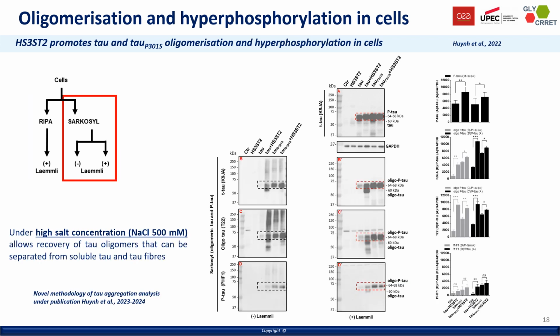So when we use sarkosyl extraction with high concentration of salt, which allows recovering oligomeric tau, we saw with different antibodies used to recognize total tau, oligomeric tau with T22, or with PHF1 to recognize phosphorylated tau, that these cells express, under slightly denaturing conditions or completely denaturing conditions, tau at 64 to 68 kilodalton, and this was only for the cell line that was transfected with the heparan sulfate 3-O-sulfotransferase 2 and tau, mutated tau, or the enzyme with mutated tau. 64 and 68 kilodalton tau are hyperphosphorylated tau. So we have heparan sulfate 3-O-sulfotransferase 2 that could promote tau and mutated tau oligomerization, but also hyperphosphorylation in these cells.